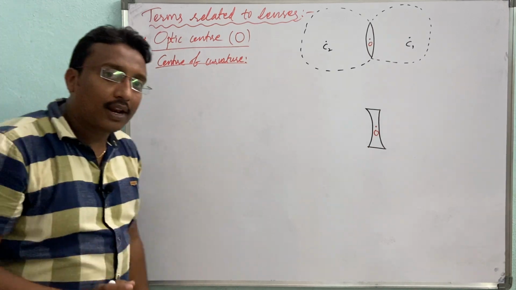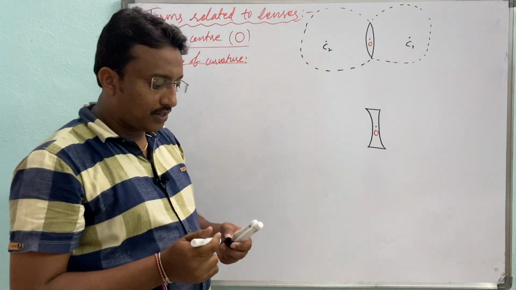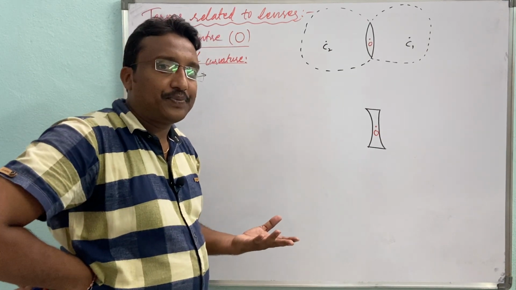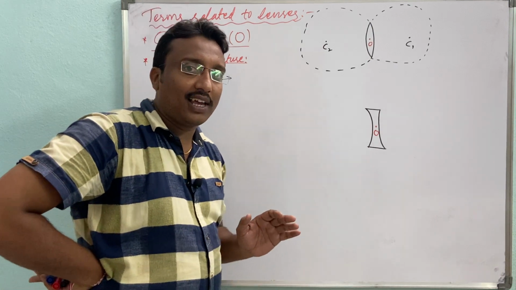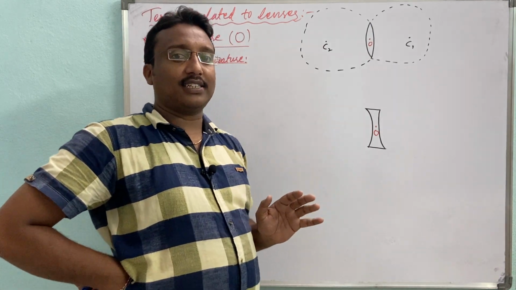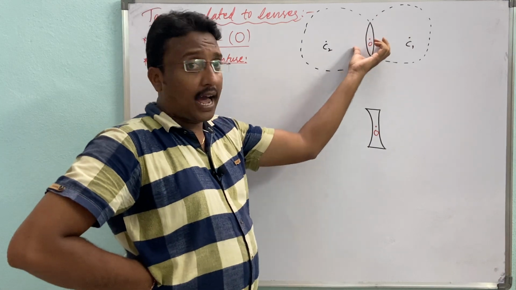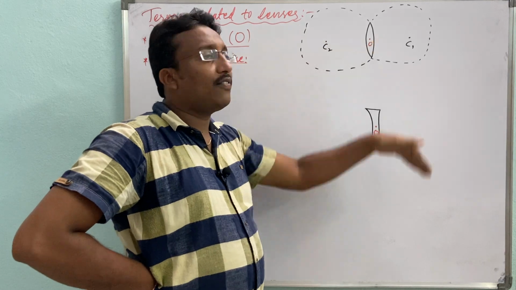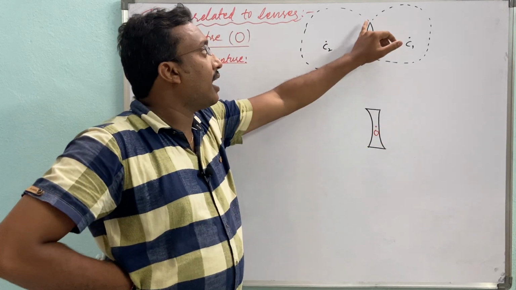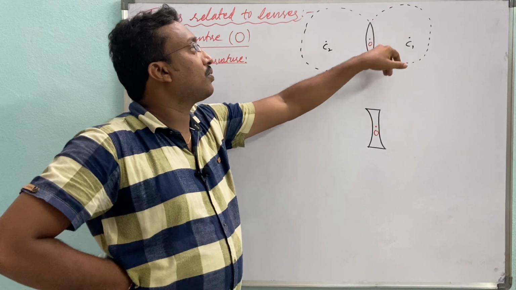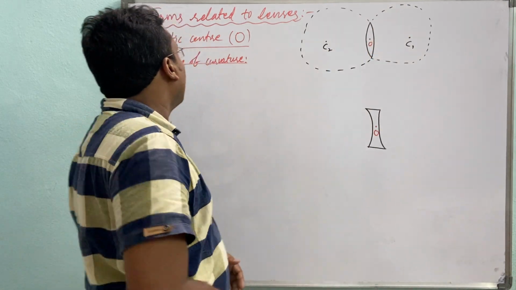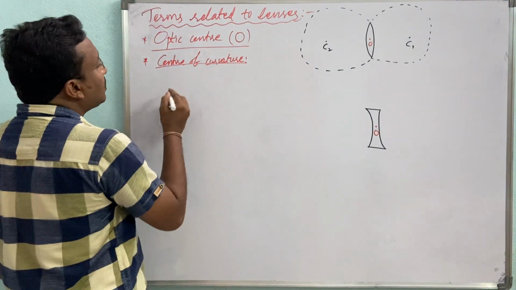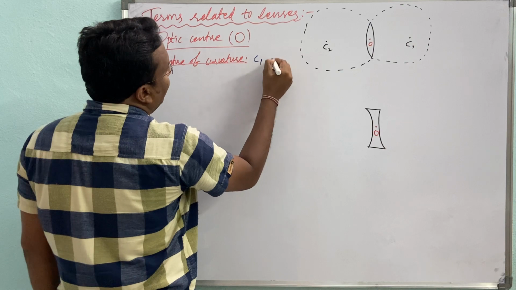For curved mirrors, we have only one center of curvature. Why? Because it has only one curved reflecting surface. Here it has two surfaces which act as refracting surfaces, right? It has both the curved surfaces. Got it? Right. So lenses have how many centers of curvature? Two centers of curvature called C1 and C2.